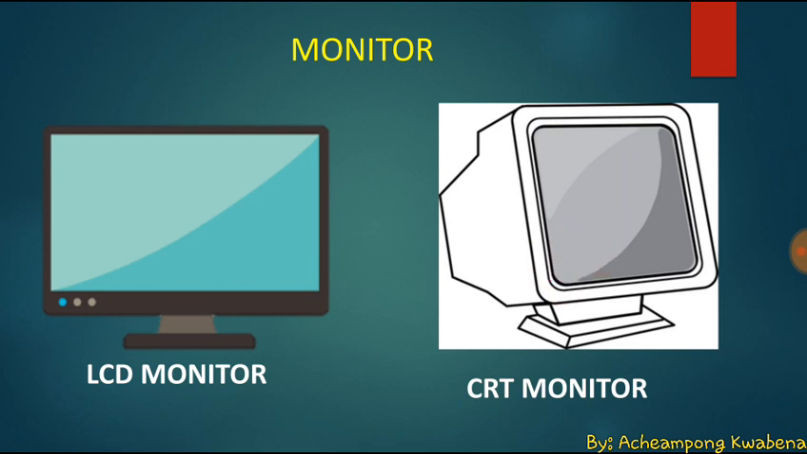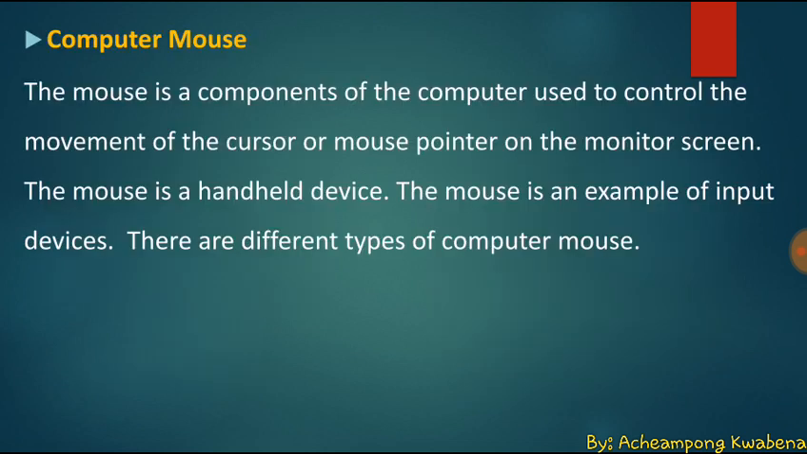Now let's go to the other basic hardware component of the computer. We have the computer mouse. This is also a component of the computer that is normally used to control the movement of the cursor or the mouse pointer on the monitor screen. Most of the time when you turn on our computers, we see a white arrow. That's what we refer to as the mouse pointer or the cursor. Before this arrow or cursor can be controlled, you have to hold and drag the mouse or move the mouse in a certain direction.